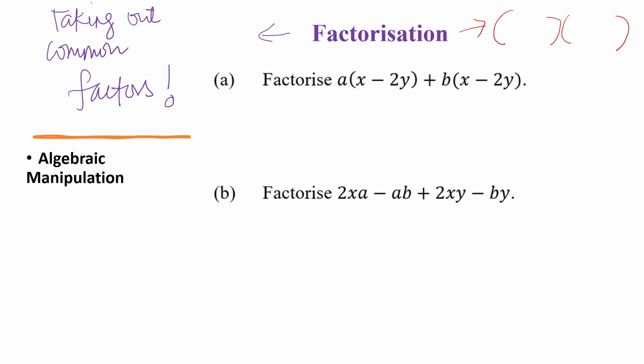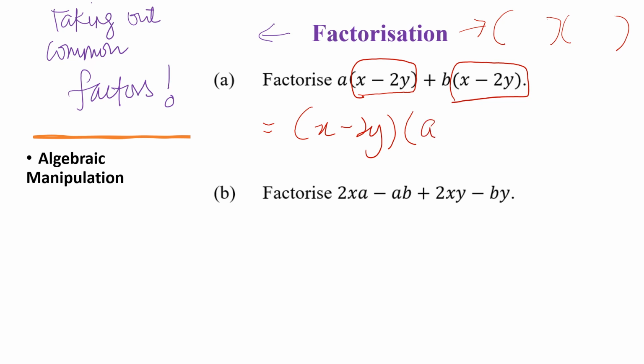All right, so if you look at part A, see that this guy here is a common factor, right? So I'm just going to take it out. When you take this out, I'm left with A. Make sure there's a bracket. A, plus is still plus, no problem, and then take out the left, B. And there we are. That's it. We have factorized it into brackets.